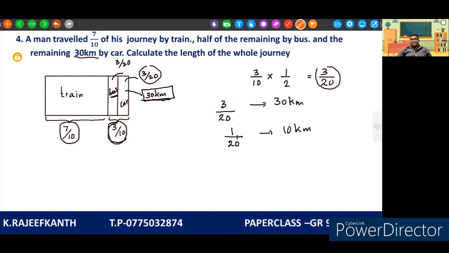Then first we should find 1 over 20. Then that is 10 kilometer. Now we can find the whole journey. That is 20 out of 20 now. So 20 over 20, then we have to multiply this 10 by 20. That is 200 kilometer. Then the whole journey is 200 kilometer. Right? Then question number 5.